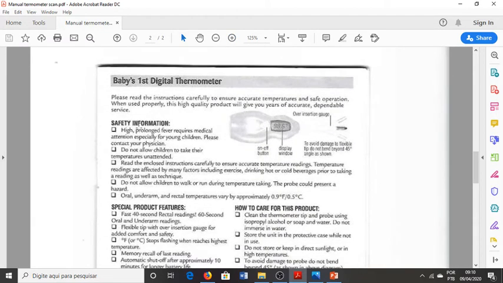The example here is that what you're going to translate, they are sentences. But the sentences, for example, here you have subject, verb, and object. High prolonged fever requires medical attention. The other three sentences are imperative. Do not allow, read the instructions, do not allow. And then the last one is subject, verb, and object again. Oral, underarm, and rectal temperatures may vary. There's no may here. Vary by approximately, blah, blah, blah.